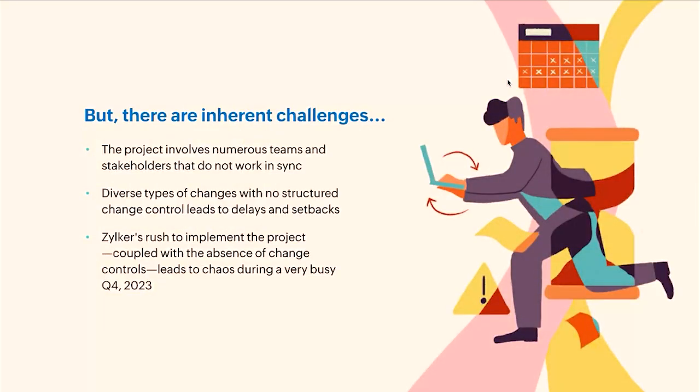First, the project involves numerous teams and stakeholders who unfortunately do not work in sync. This misalignment makes coordination difficult and increases the chances of miscommunication and conflict. Second, the types of changes we encounter are quite diverse, but there is no structured change control process in place. This lack of structure leads to delays and setbacks because changes are not tracked, prioritized, or managed properly. And finally, Zilker rushed to implement the project, and this urgency, combined with the absence of change control, resulted in chaos, especially during a very busy Q4 of 2023.